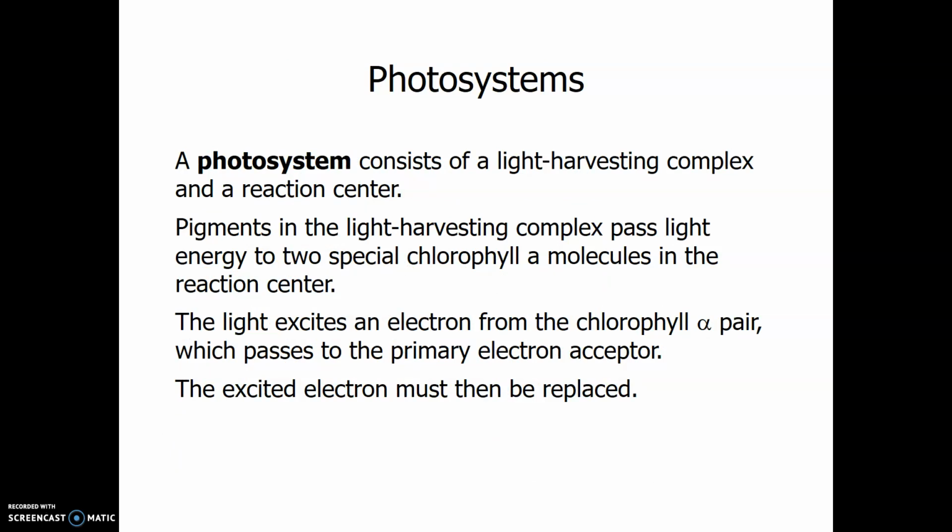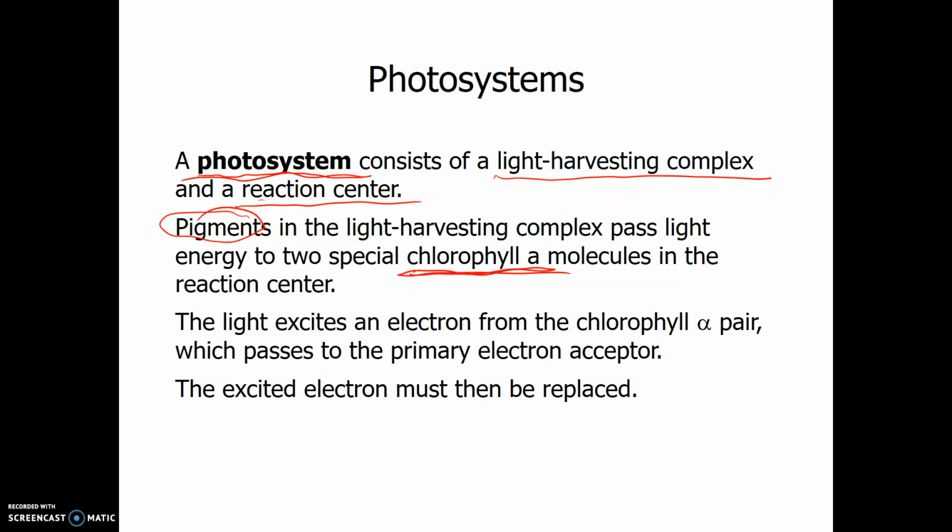A photosystem, when we talk about photosystem 1 and photosystem 2, consists of a light harvesting complex, which is just a bunch of pigments, and then a reaction center, which always is a chlorophyll A molecule. The light will excite an electron from the chlorophyll A pair, which passes to the primary electron acceptor.